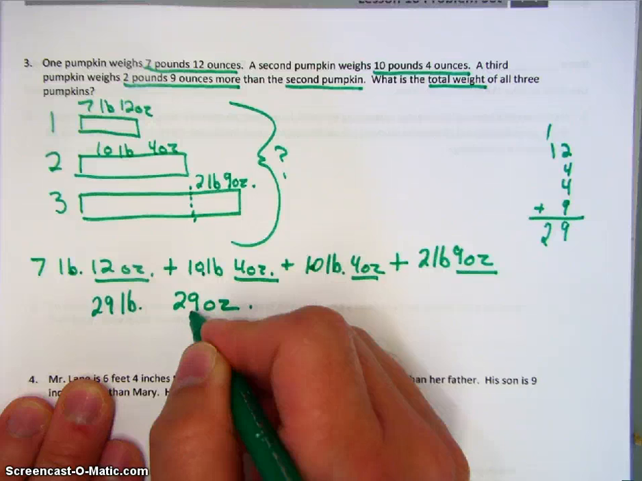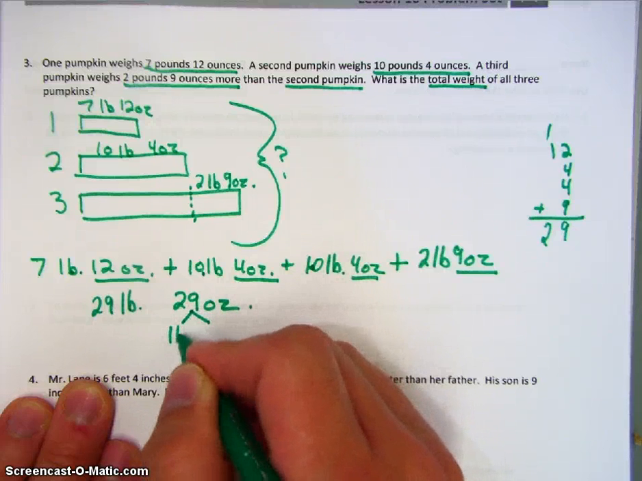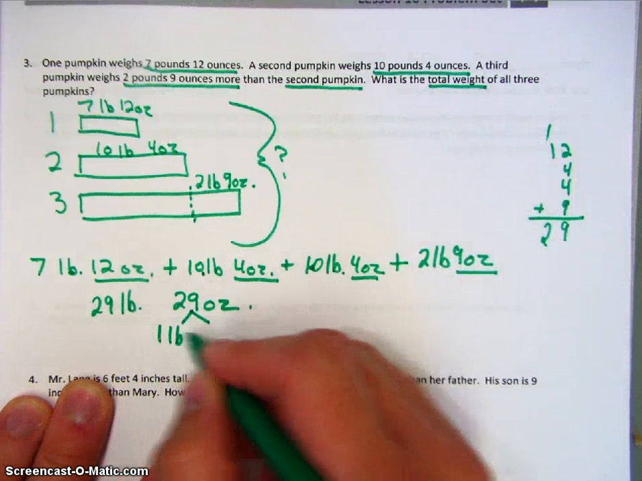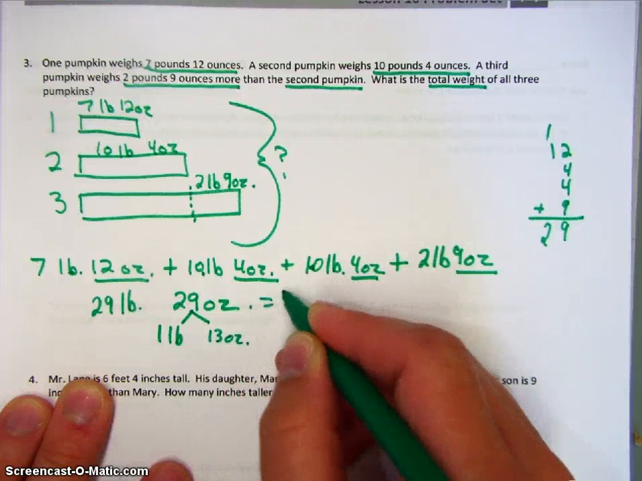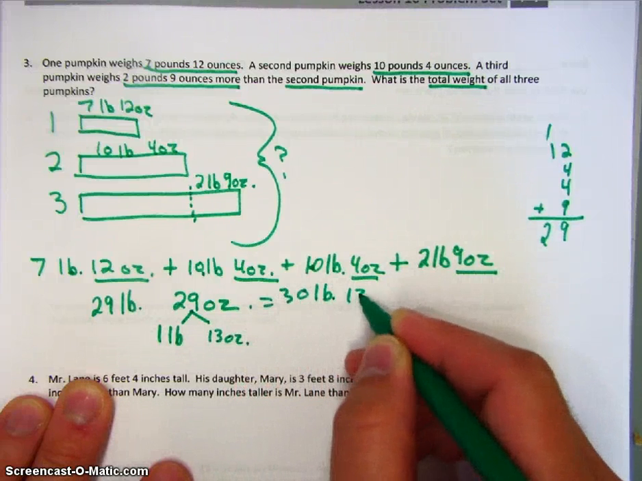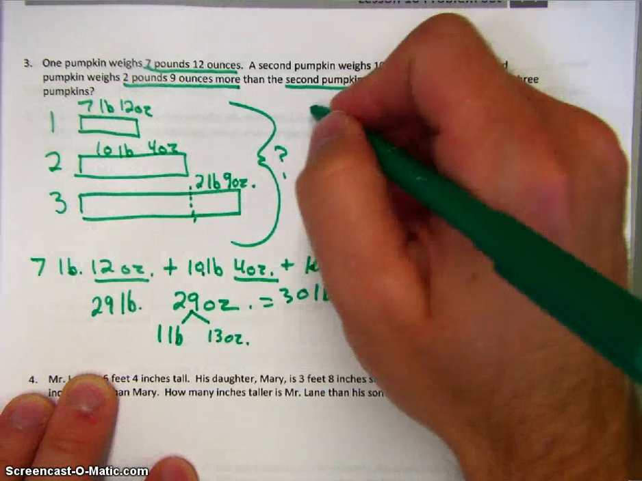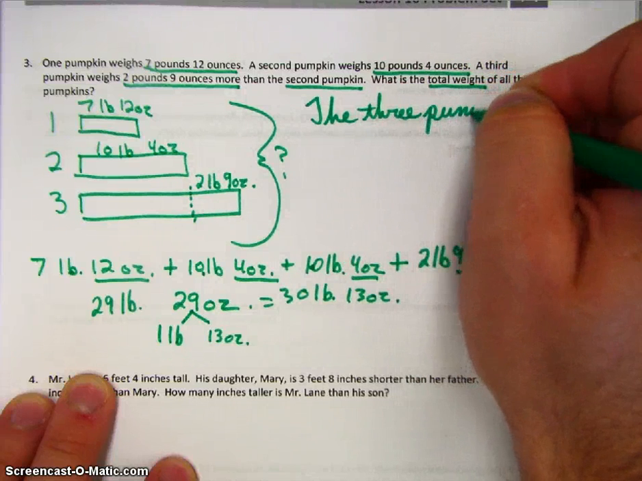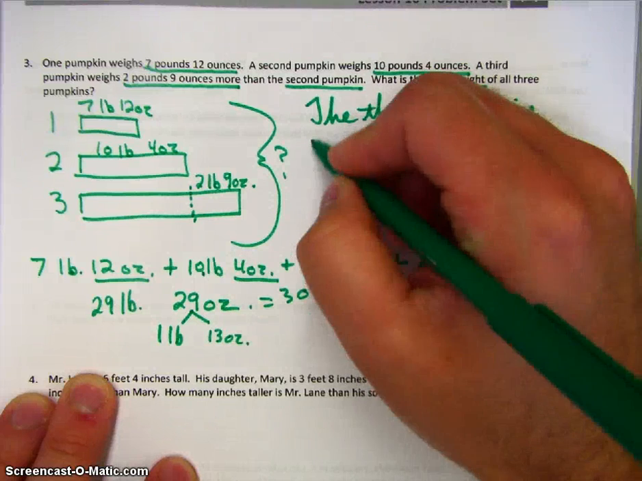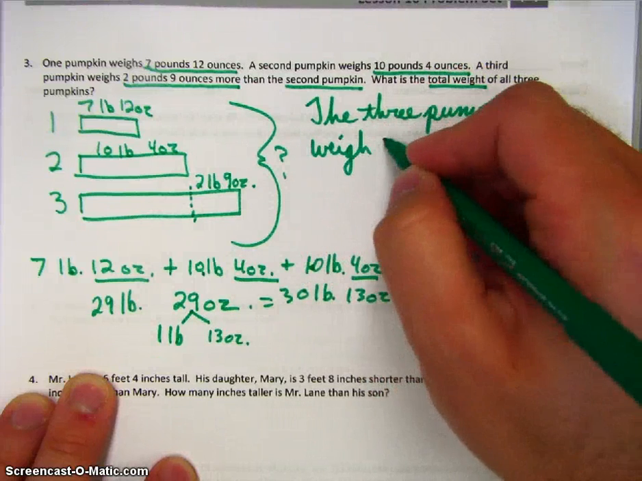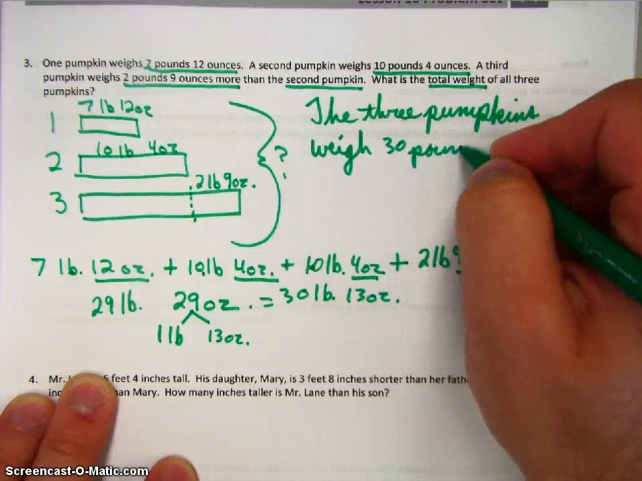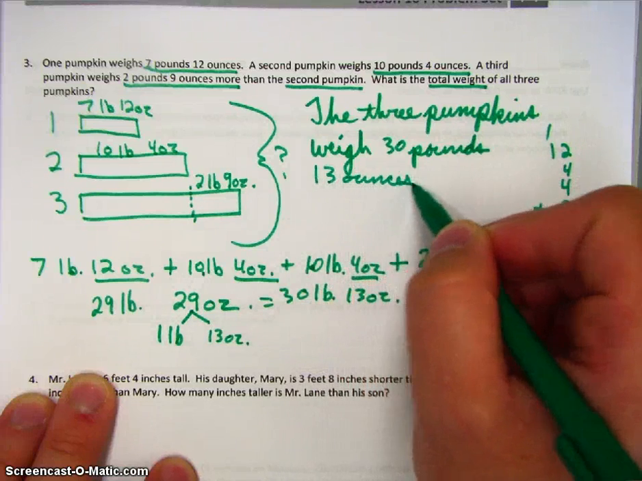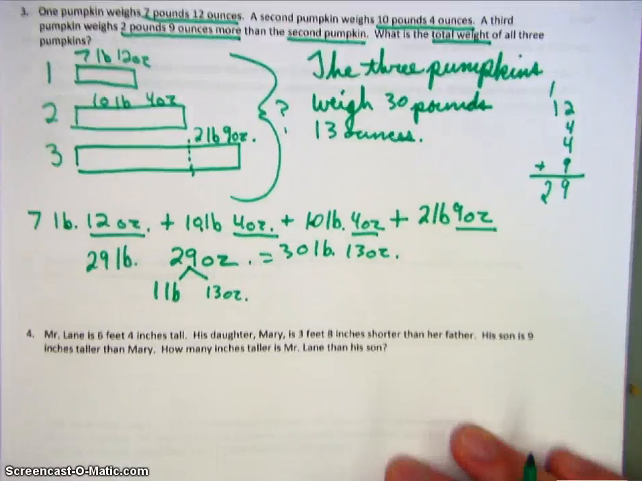Now we know that there's 16 ounces in a pound, so we can turn this into 1 pound. We have 13 ounces left over. So that gives us a total of 30 pounds, 13 ounces. So the 3 pumpkins weigh 30 pounds, 13 ounces. Okay? Alright, so moving on to number 4.